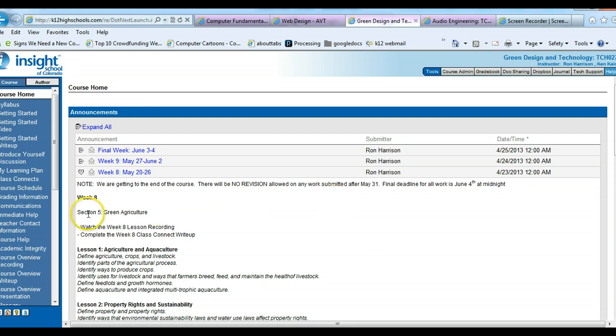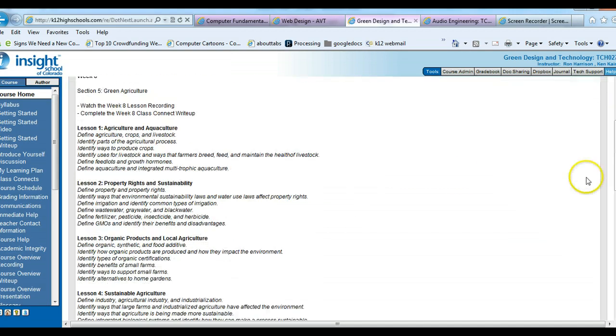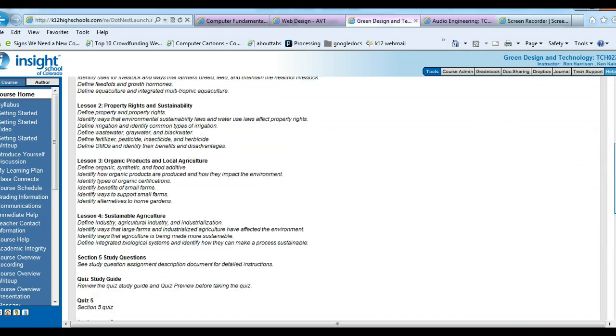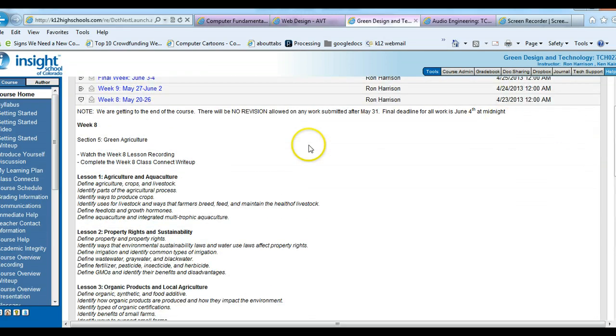So for this week, we're looking at green agriculture. That's section 5. And of course, you're going to do the Class Connect write-up. And you see all the topics about green agriculture. We're looking at agriculture and aquaculture, property rights and sustainability, organic products, local agriculture, sustainable agriculture. So look at all of those topics. Then, of course, you have the study questions that you do for each week, your quiz, and I give you the quiz preview, and then finally you have your assignment for the week. So that's what we have for the Section 5 work in Green Design and Technology class.